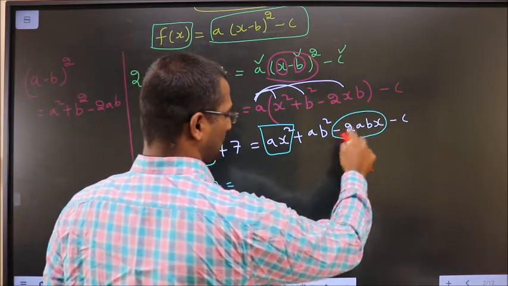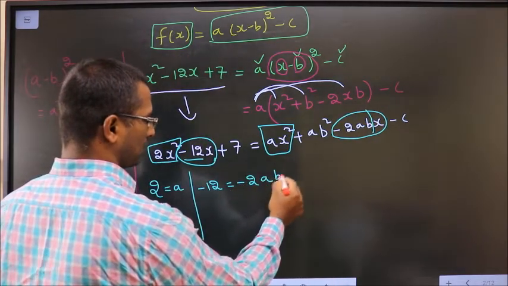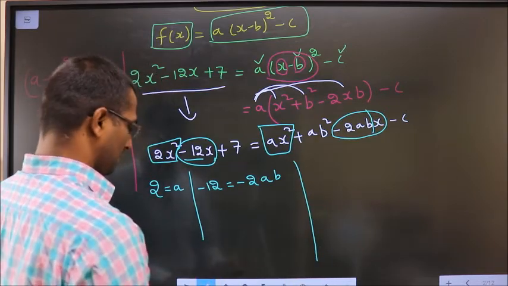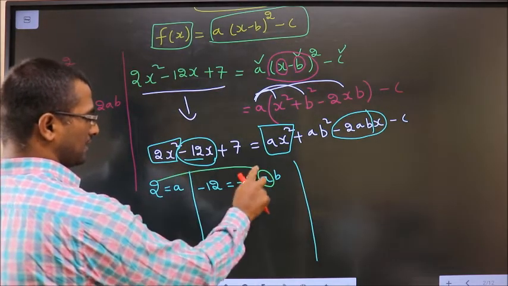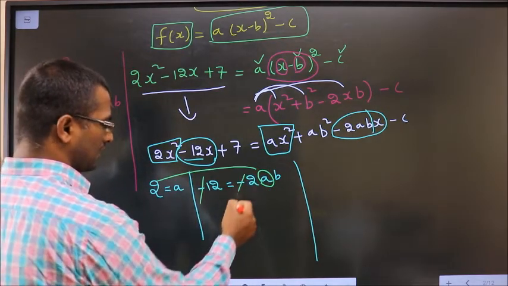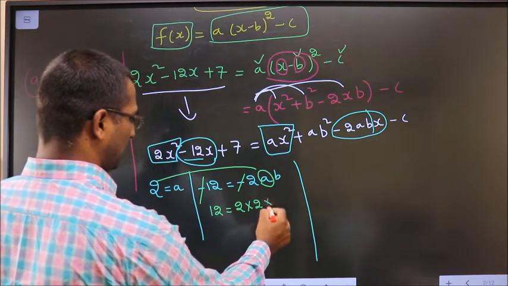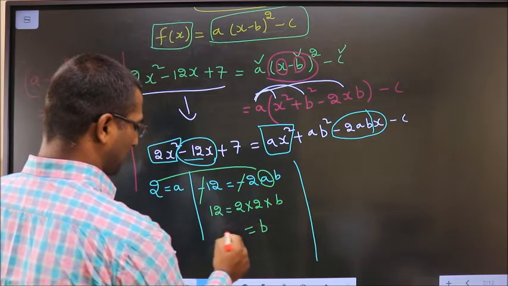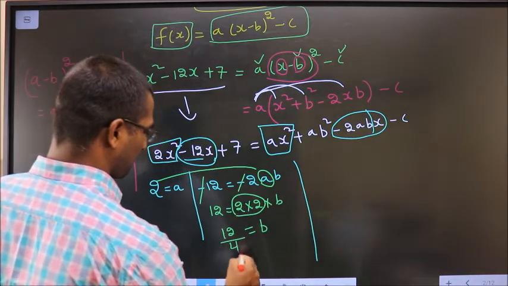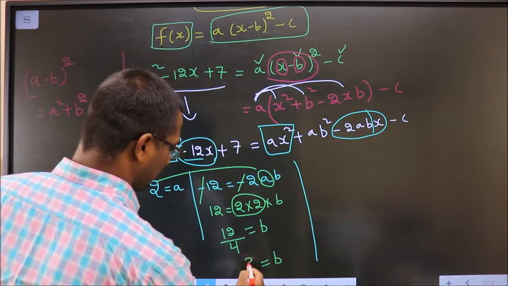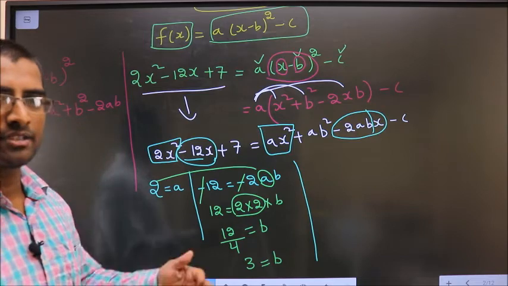This is x term, this is the coefficient of x, that is minus 2ab. Okay. We know the value of a. From here, replace it. Cancel out minus and minus. So 12 equal to 2 times a is 2 and b is b. So b is nothing but 12 by, send this 4 to the other side. So that will give the b value to be 3. Okay. Now, what is left out?